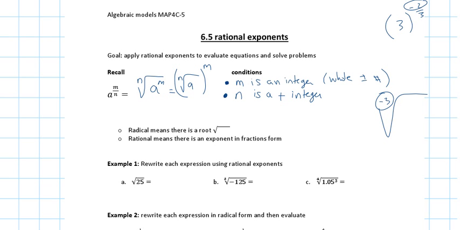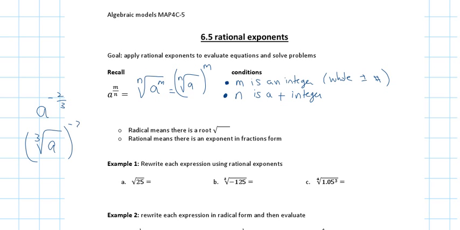Can we put it as a power? So yes, so if you have, let's say, a to the power of negative 2 over 3, let's take that example, right? So it's going to be the cube root of a to the power of negative 2. That's fine, right? But I can't write it as negative 3.